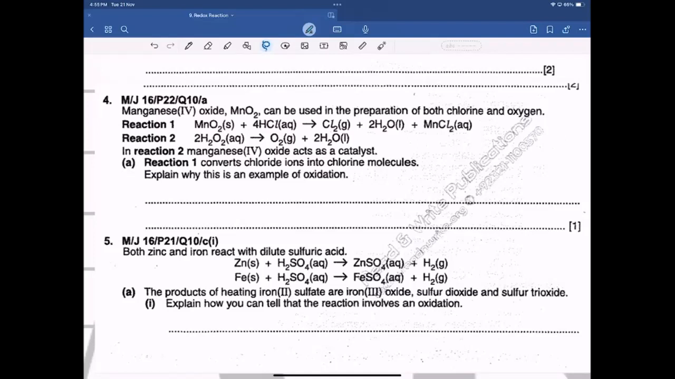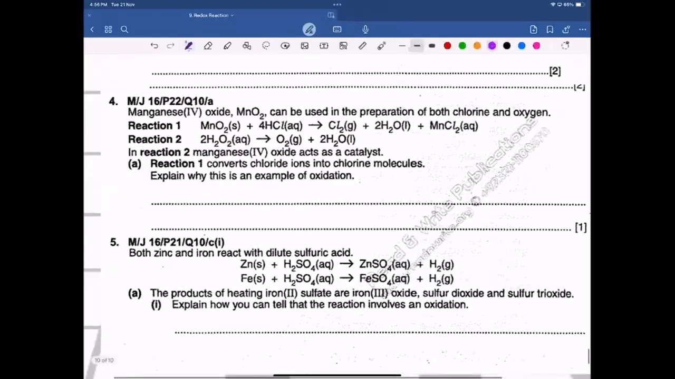Reaction 1, if you see for A, reaction 1 converts chloride into chlorine. So here we have a chloride and here we have a chlorine. What is the oxidation number on chloride? -1, because it is bonded with hydrogen. And here its oxidation number in chlorine, Cl2, is 0.